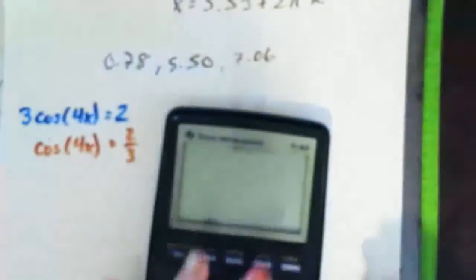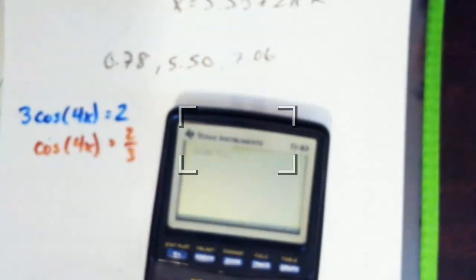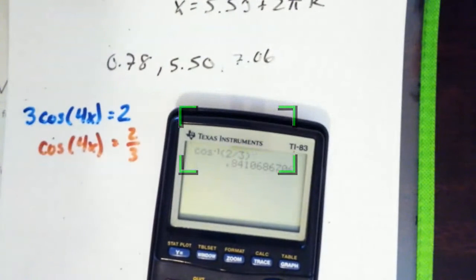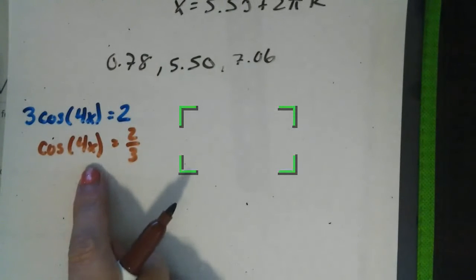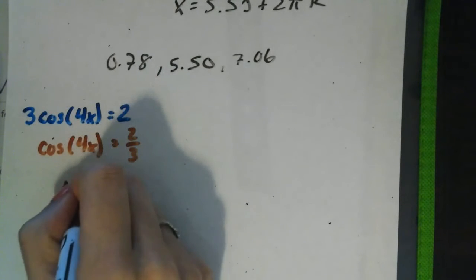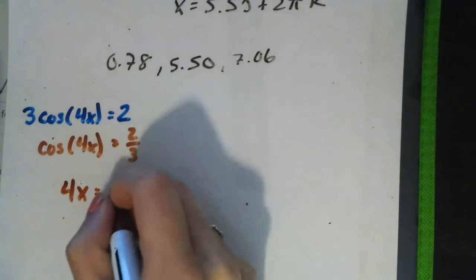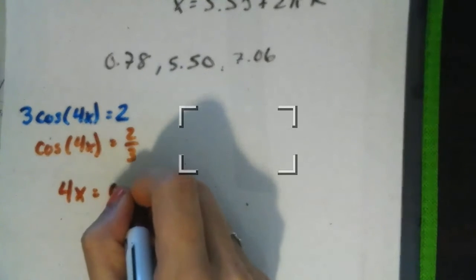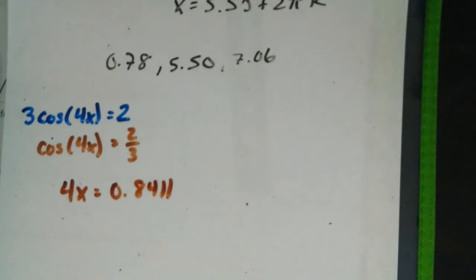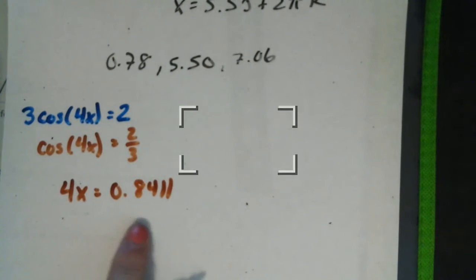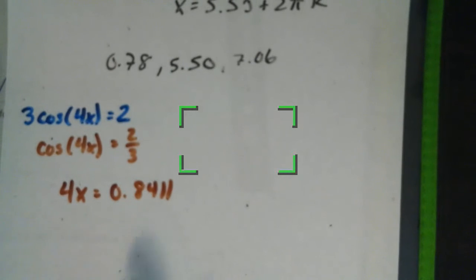I take the inverse cosine of 2/3. I'm getting 0.84106. Notice when I take the inverse cosine of this side, I still have 4x. So we get 4x is equal to this. I'm going to take it out to 4 decimal places, 0.8411. That's one solution. I need the one in the other quadrant.